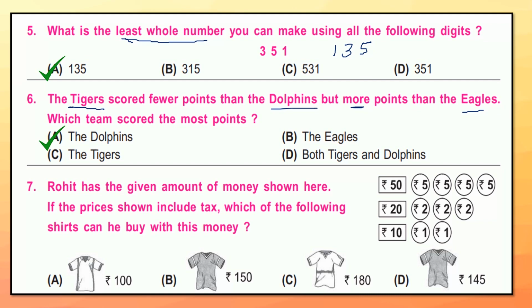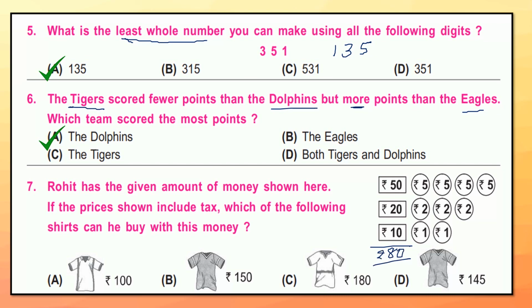Question number 7. Rohit has a given amount of money shown here. If the prices shown include tax, which of the following shirts can he buy with this money? So he has 50 rupee note, 20 rupee note and 10 rupee note. So the total money we have is 50 plus 20, 70 plus 10, 80 rupees.